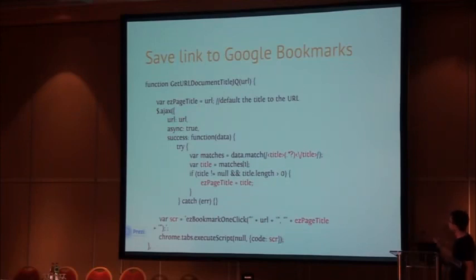What it does is it fetches with Ajax the target of the href. It looks for the title with this silly regular expression, extracts it here, and uses the Chrome tabs execute script, with just a really scary string concatenation here without any escaping whatsoever. So, classic DOM XSS sink, right?